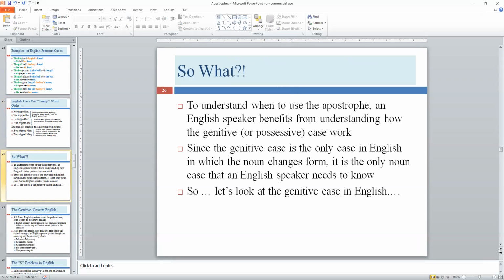Okay, and the bottom line is to really get when to use an apostrophe, you have to understand how this genitive case works in English. If you don't get this, you can memorize the rule, but you're going to forget it because you don't have a deep understanding of it. You don't know why you're doing this. You just know that you're doing it. Okay, so let's look at the genitive case in English.